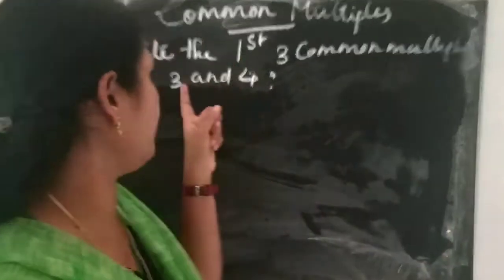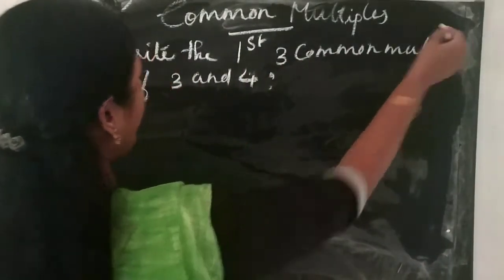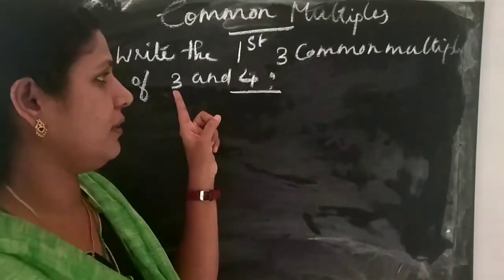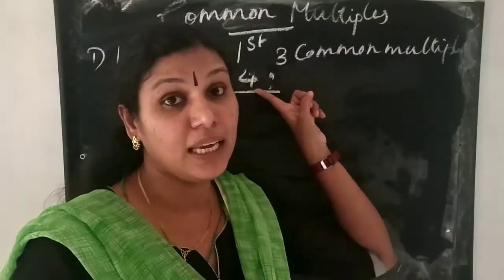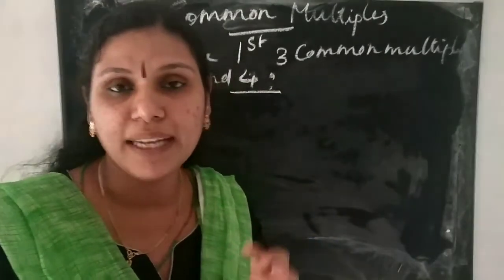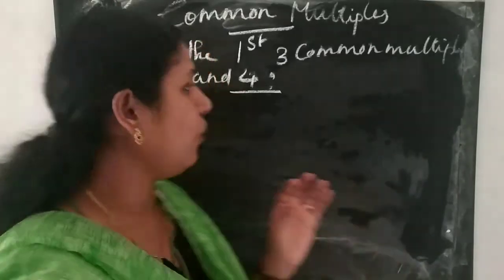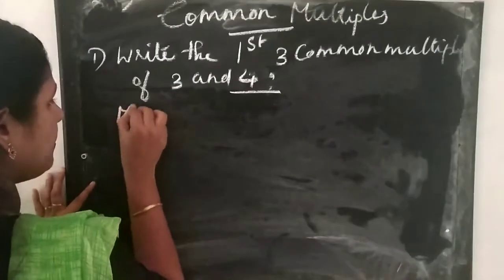Okay. Here our first question: write the first 3 common multiples of 3 and 4. The first 3 common multiples of 3 and 4. So first we have to find the multiples of 3, then the multiples of 4. Okay, so first we write the multiples of 3.